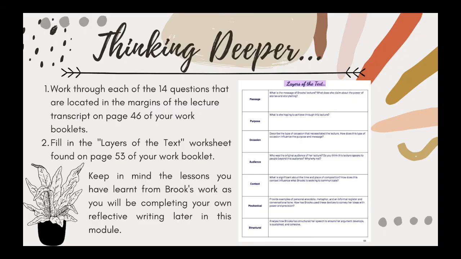So if you haven't already, I would like you to now look at a deeper thinking or a deeper understanding of the text. I want you to go back and complete the 14 questions that were along the margins of the lecture transcript on page 46 of your workbooks. If you have completed those already, you might want to go back and add a few extra little thoughts after listening to part 2 of A Home in Fiction. And then I want you to move on to layers of text, the worksheet on page 53. So starting to look at different layers within her writing. And we talked a little bit about this throughout part 2 of this mini lecture series. So that might help you to answer some of the questions.